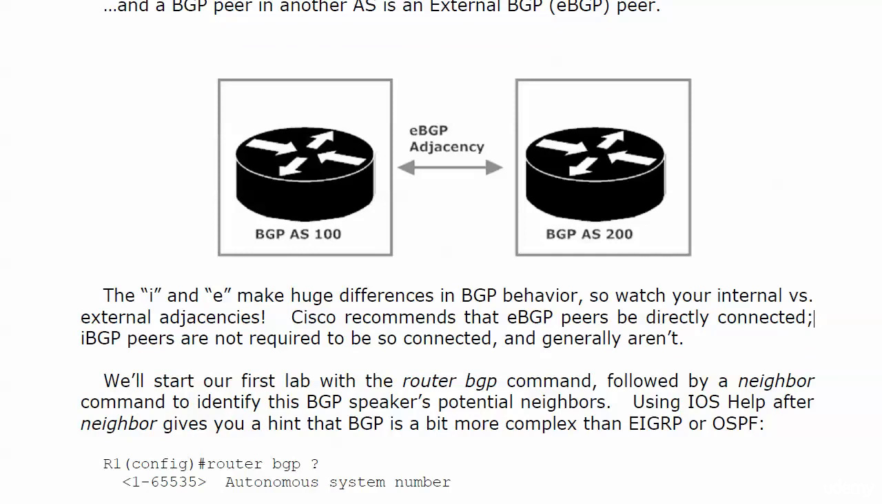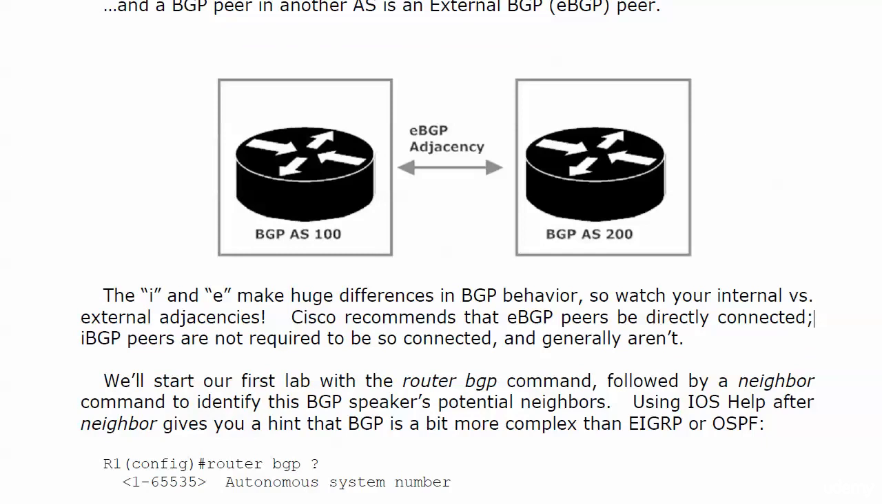But you've got to watch that little i and that little e because that's the way it's going to show up sometimes in your BGP tables and also in the diagrams that we're going to be seeing throughout this section. Cisco recommends that eBGP peers be directly connected. iBGP peers are not required to be so connected and generally will not be.